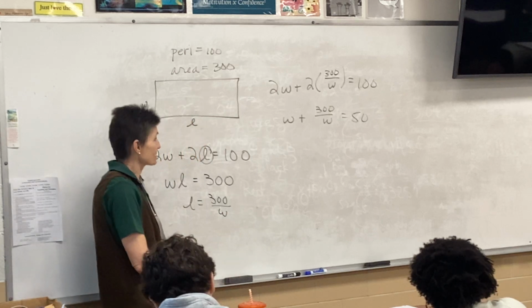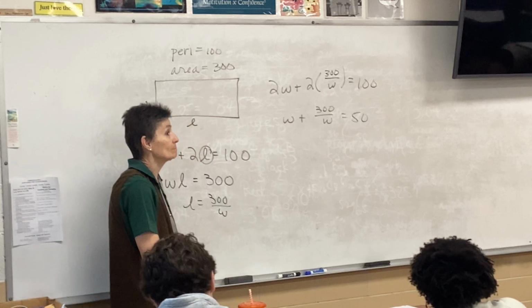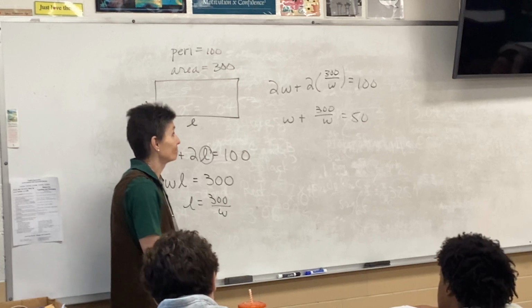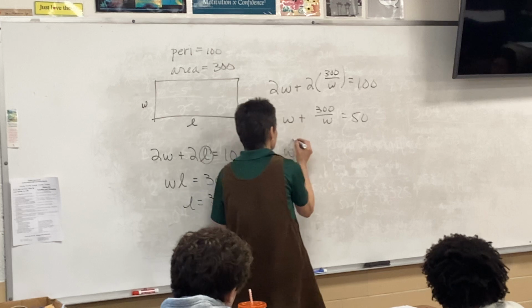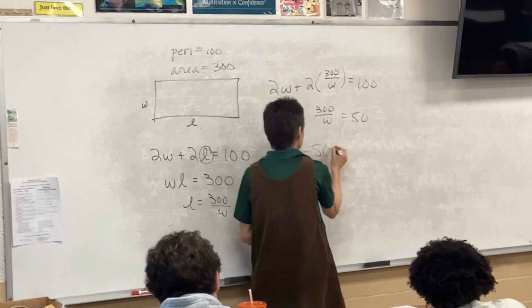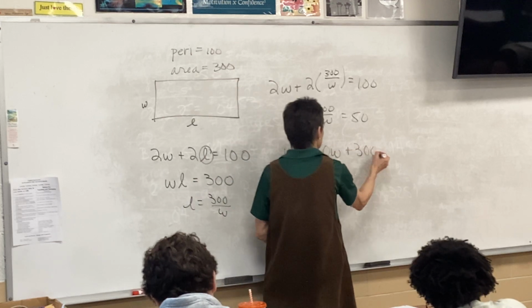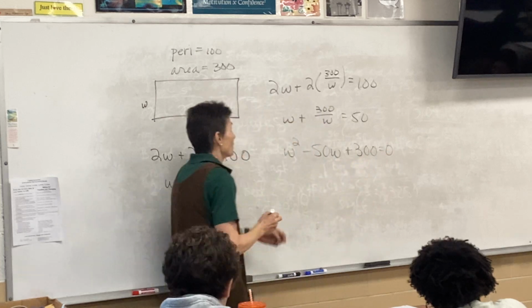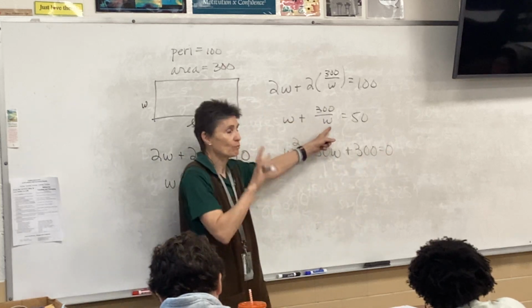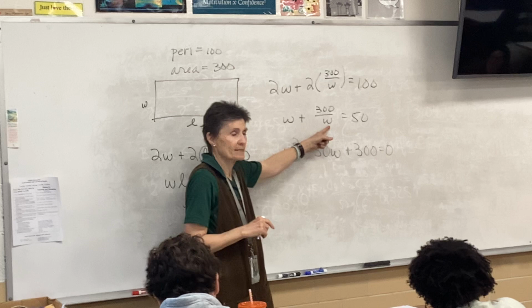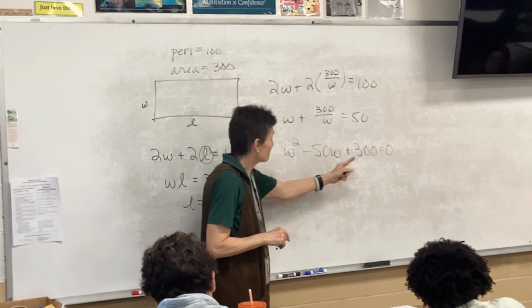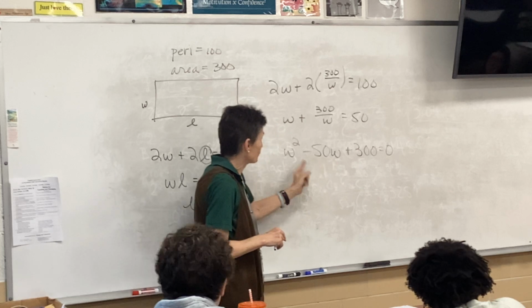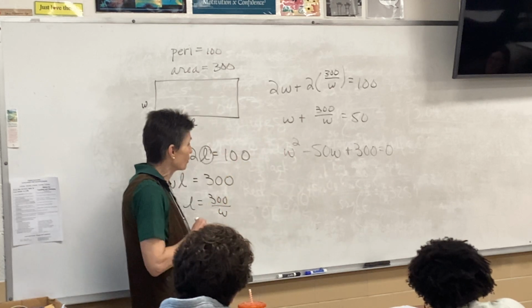What am I going to do now, Sammy? That's a quadratic, so you can subtract 50 over. And multiply everything by W. So W squared minus 50W plus 300 equals 0. So Sammy noticed that I got to clear this fraction. That's kind of standard procedure. And when I clear it, I'm left with a quadratic. So he said, let's move the 50 over. So now it's in standard form.